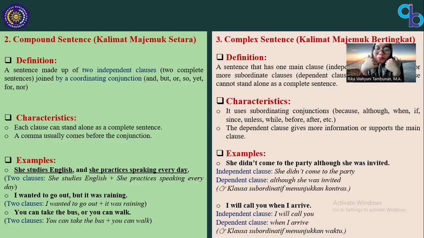It shows time. When will I call you? When I arrive. So if you remove the dependent clause, the main clause still makes sense. But if you remove the main clause, the sentence feels incomplete. That's how you can identify them. This type of sentence helps you sound smarter and more expressive. Remember, grammar is not about memorizing rules, it's about expressing meaning. Okay, thank you very much.